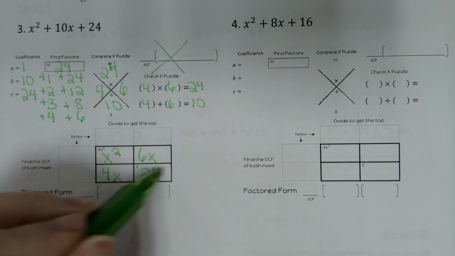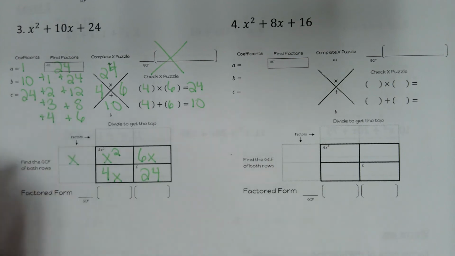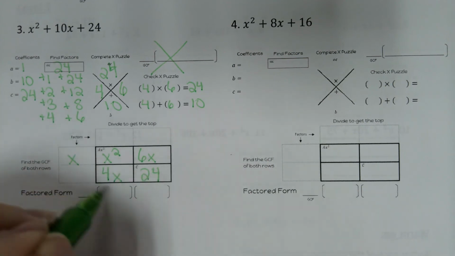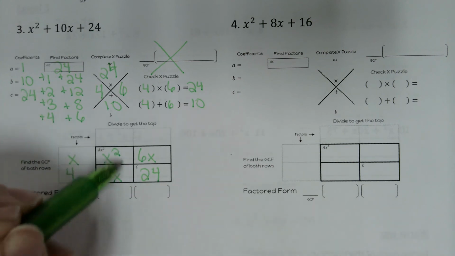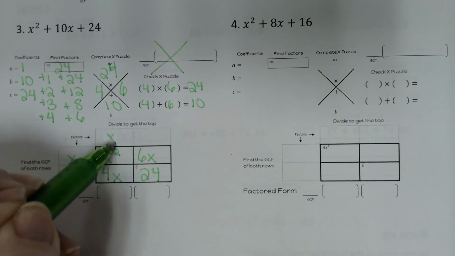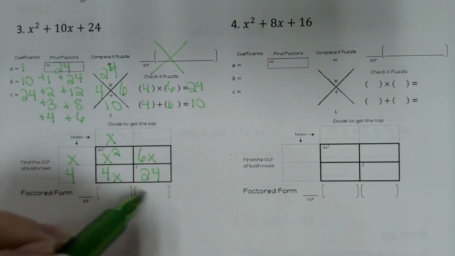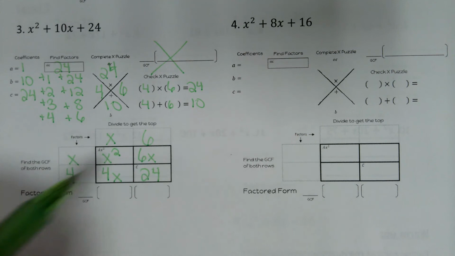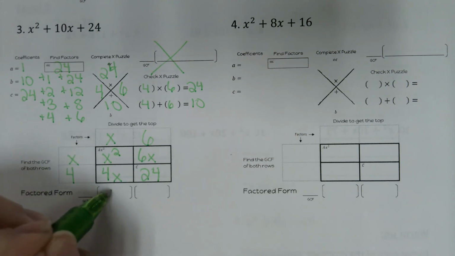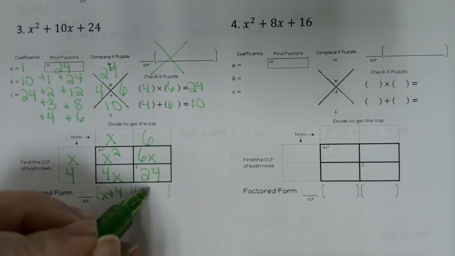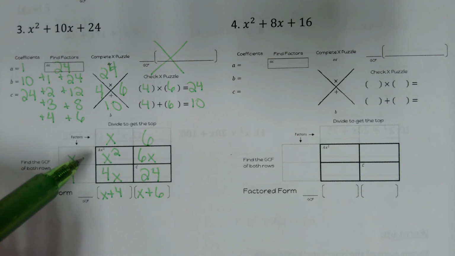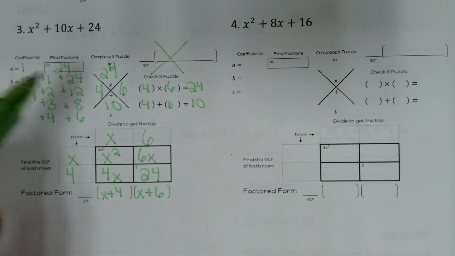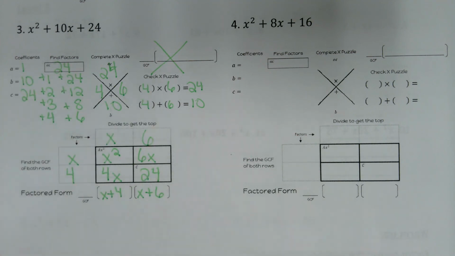What can I take out of the top row? I can take x. Out of the bottom row, I can take 4. The left side, only x. And the right side, I can take 6. So x plus 4 and x plus 6 are my solutions. Again, you know that you did this right if you can multiply the outsides and get the insides, and that your checks worked throughout the problem.